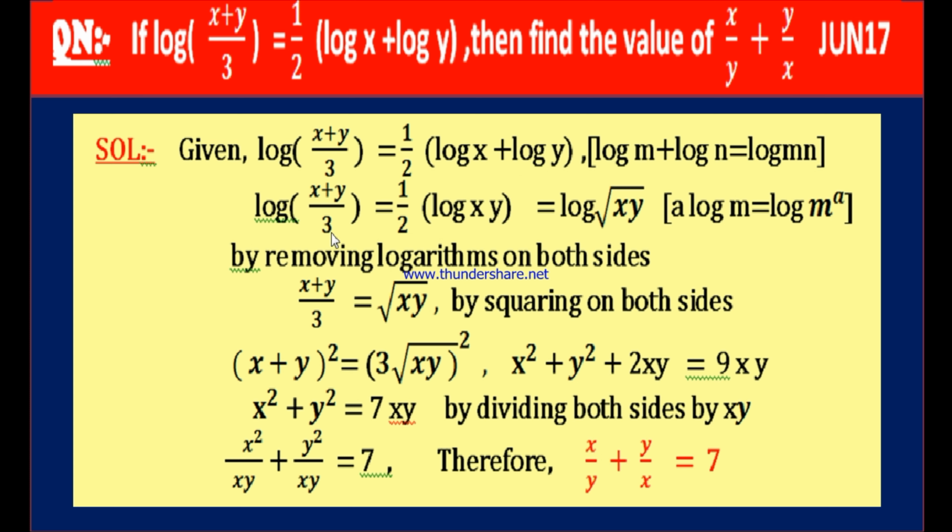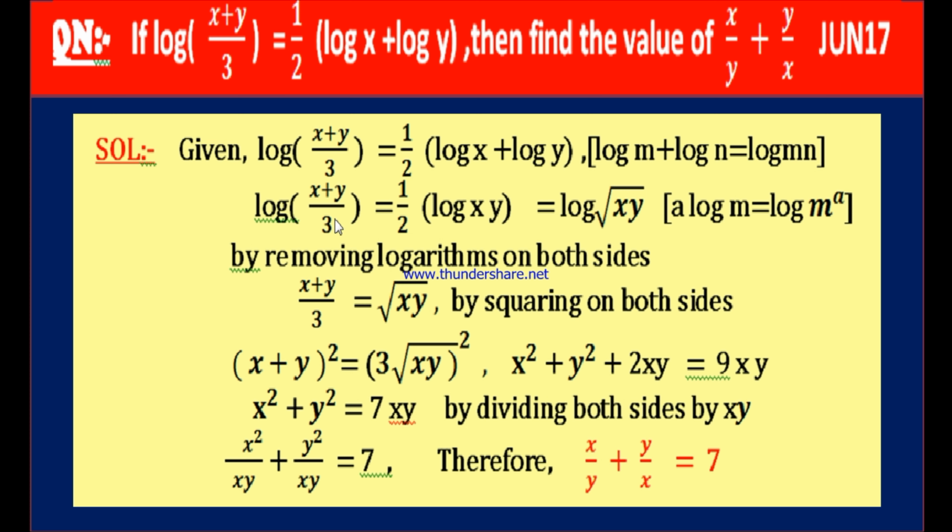The remaining is same as it is. We wrote the same as it is. Log (x plus y) by 3 is equal to half of log xy. Now, we have another law, which is a log m is equal to log m power a. That is, the coefficient may become exponent inside. That is, half of log xy is nothing but log of xy whole power 1 by 2, this half going to the exponent of xy, which is root over xy.